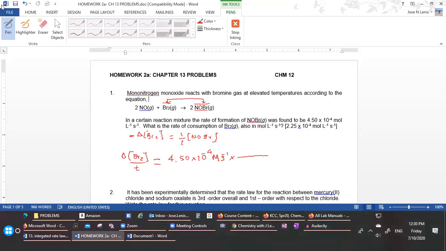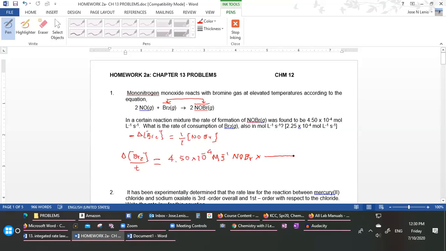So what is the stoichiometric ratio of consumption and production? So you say we want to cancel, and this is, I forgot to write, what is that? This is rate of formation of NO, very important. We know what species we're talking about. So this is NO here.